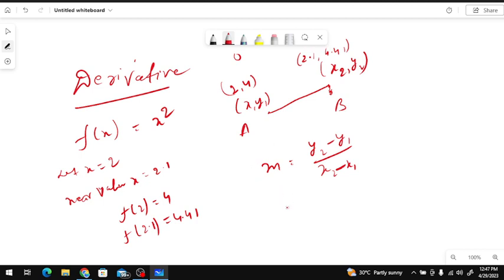Now what will be the slope? It should be 4.41 minus 4, divided by 2.1 minus 2. So dividing 0.41 by 0.10, it looks like 4.1. This will be the slope.